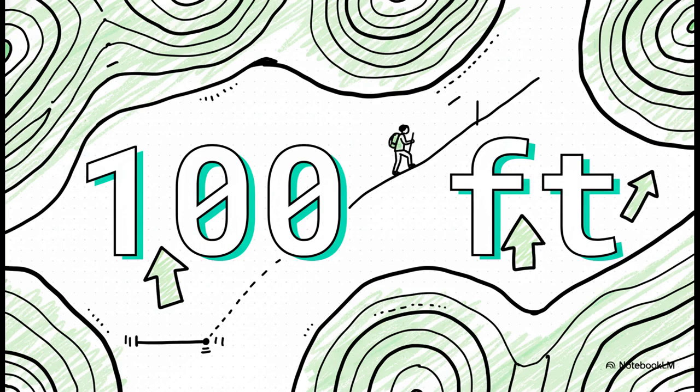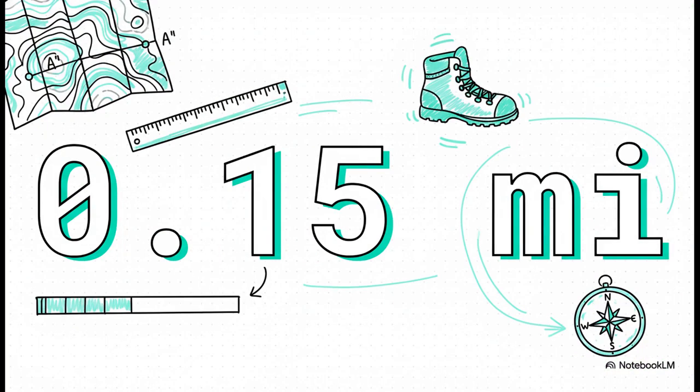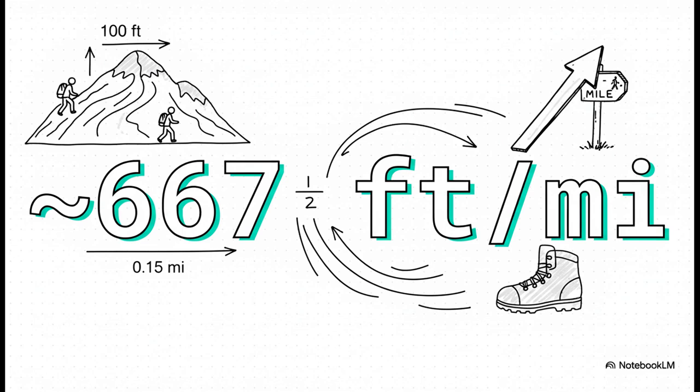See? Easy peasy. Now for step 2, the run. So you take a ruler, or even just the edge of a piece of paper, measure the distance between A and A prime on the map, and then hold that up to the map's scale bar. Doing that gives us a horizontal ground distance of about 0.15 miles. And finally, step 3, we just divide. We take our 100-foot rise and divide it by our 0.15-mile run. And that gives us an average slope of about 667 feet of elevation gain for every mile you walk forward.